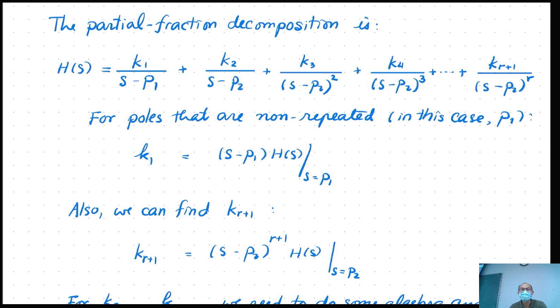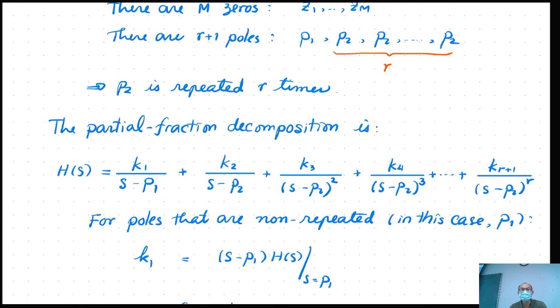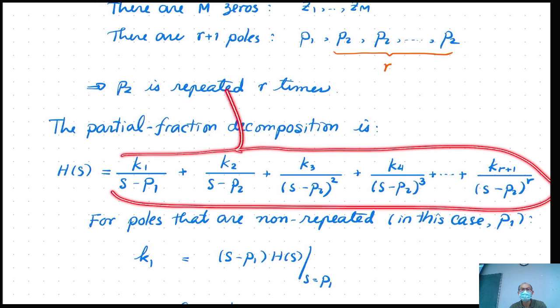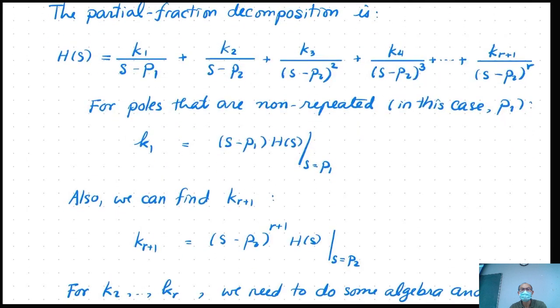Because there are r plus 1 poles, there are also r plus 1 terms here. The number of terms has to be the same as the number of poles. Then you can find K1, which is associated with the distinct pole. K1 is easy because you just use the same formula as in the previous case: multiply H(s) by s minus P1 and then plug in s equal to P1, and we get the coefficient K1.